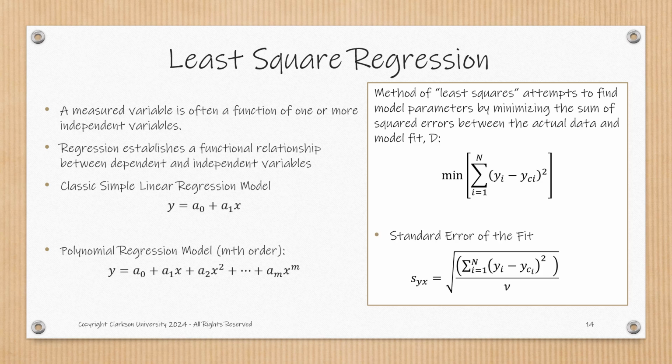One of the key things in finding the best fit is establishing some measure of performance. And one of the simplest measures of performance is called the standard error of the fit. In this case, we square all of the deviations between the model and the real data, sum them up, divide by the degrees of freedom, and take the square root. We call that the standard error of the fit, S sub yx.